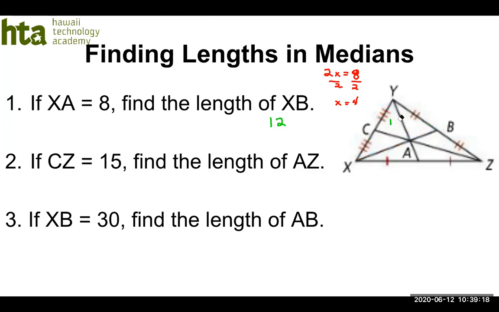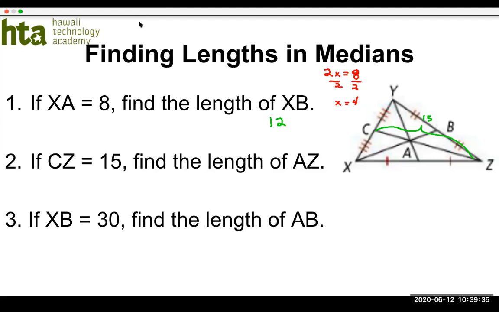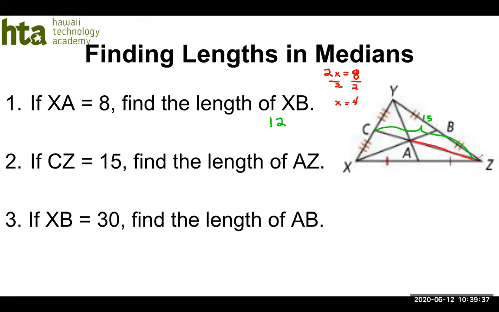All right, let's go ahead and try number 2. For number 2, we have CZ. So the entire length of the median, C to Z, is 15. Find the length of AZ. From A to Z, that's the double length, the 2x length. And from C to A, that's the single x length. We know 3 x's gives us 15, so we're going to go ahead and find the value of x first.